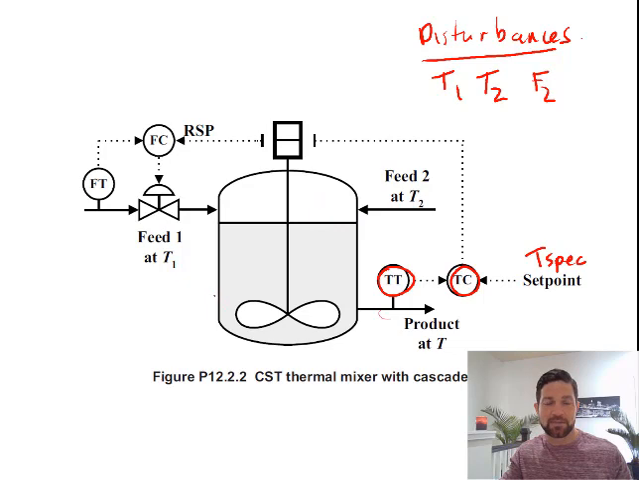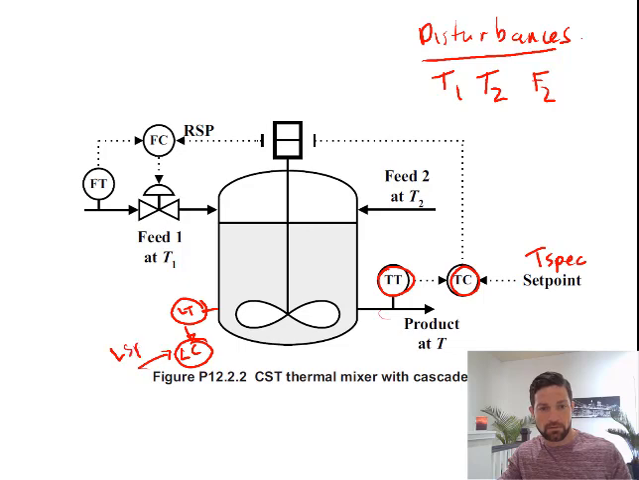So on this system, there would likely be an independent control loop, where we have level control. And the level controller on this independent control loop could be controlled, for example, by changing the flow out of the product stream. All right, so these two loops will work independently of each other.